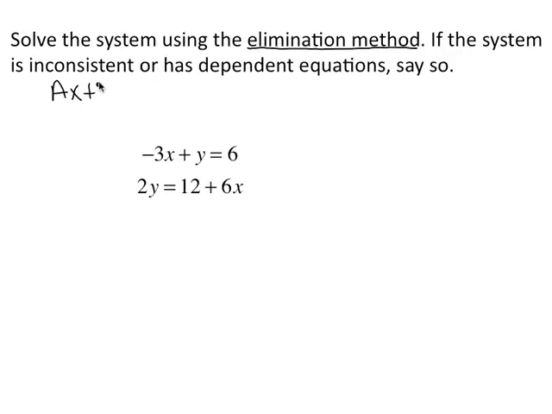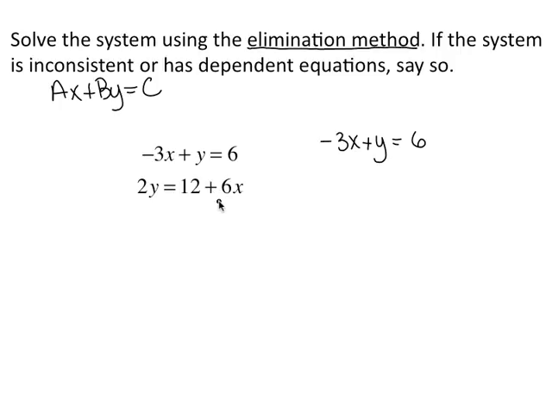So that means ax plus by is equal to c. So the variables on one side, the constant on the other side. So the first equation is already written for us in standard form. So negative 3x plus y is equal to 6.